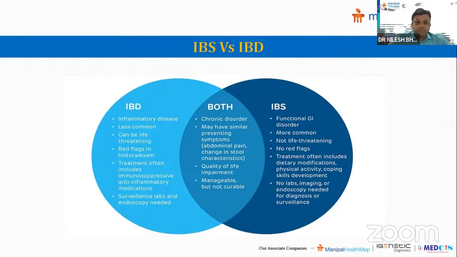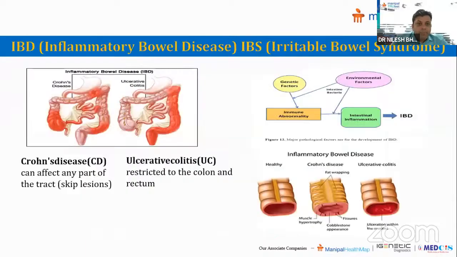But the irony is that the symptoms of both the conditions are nearly the same. The patient will have abdominal pain, altered bowel habit, and impairment of quality of life. So the symptoms are quite overlapping. So it is very important to differentiate between these two conditions.